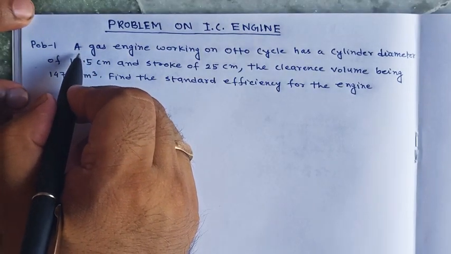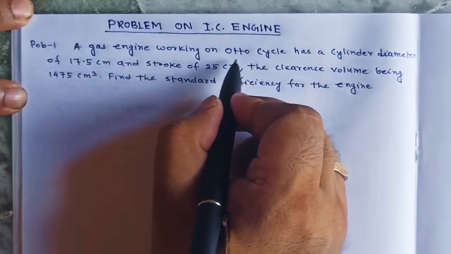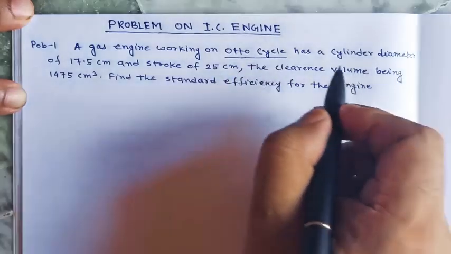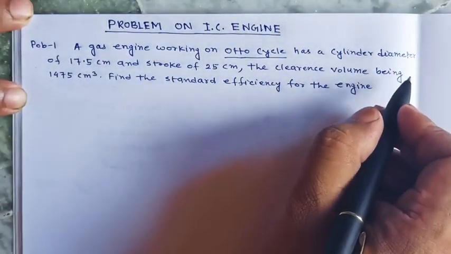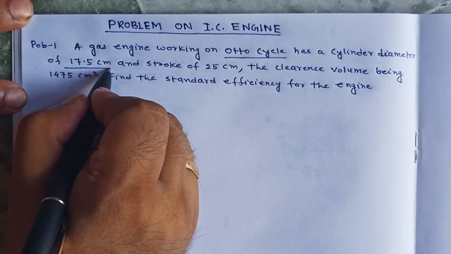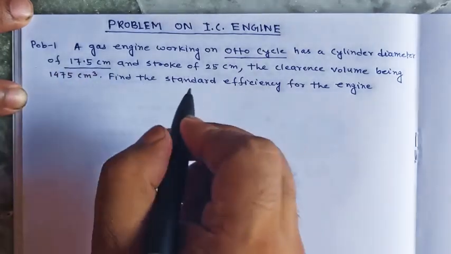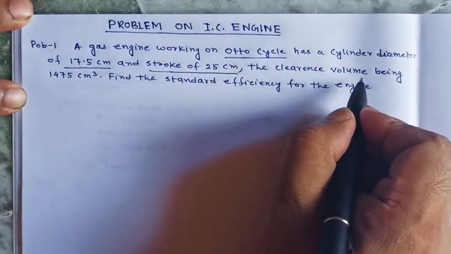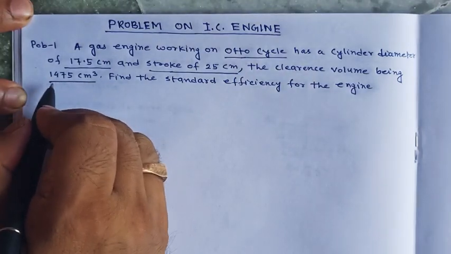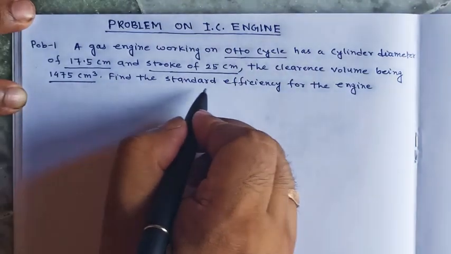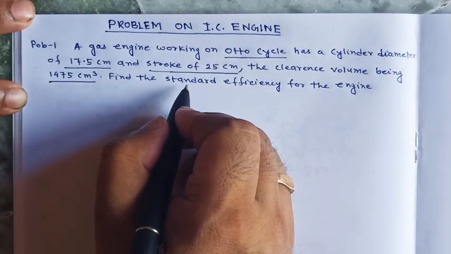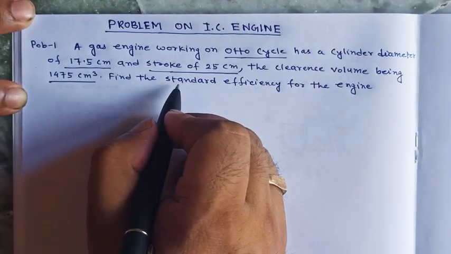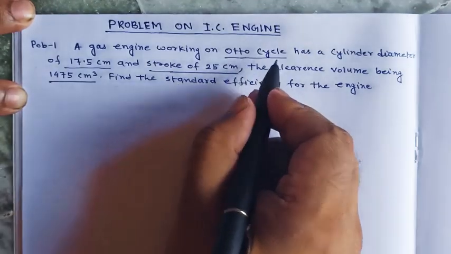It's given a gas engine working on Otto cycle. So it is working on Otto cycle engine, has a cylinder diameter is given, that is 17.5 centimeter. Stroke length is given, that is 25 centimeter. The clearance volume is 1475 centimeter cube. Find the air standard efficiency. As this engine is working on Otto cycle, so this standard efficiency is the air standard efficiency of Otto cycle.